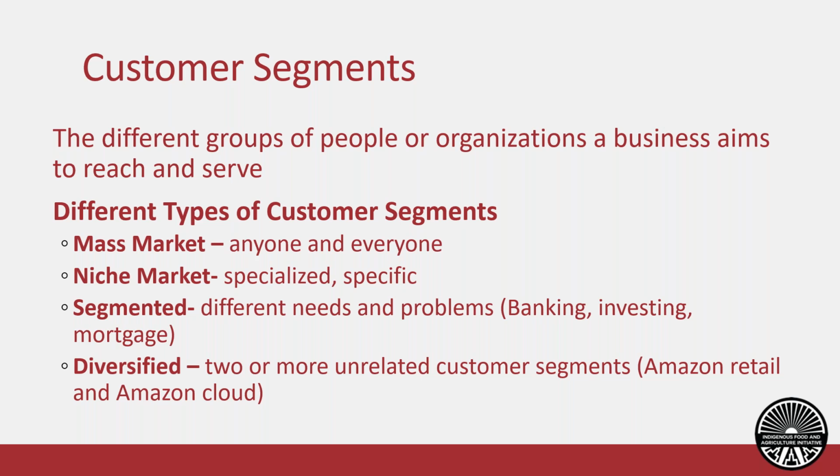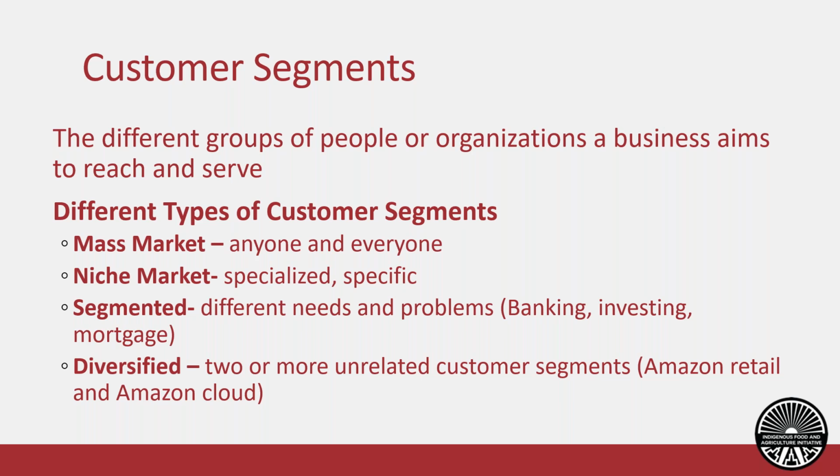The mass market, this is anyone and everyone. This is how electronic companies use the mass market idea. They don't target specific people for specific products. The niche market, this is specialized, this is specific, this is focusing really in on who these customers are, and maybe your new business only wants to focus on working mothers or parents or something like that.